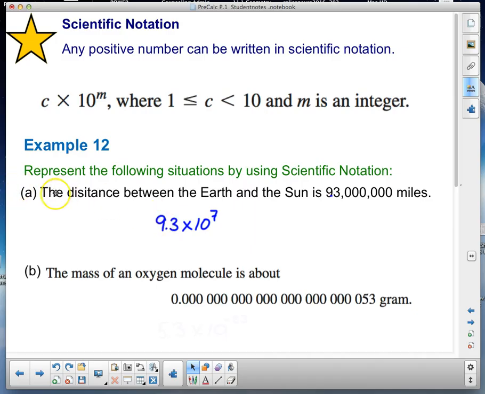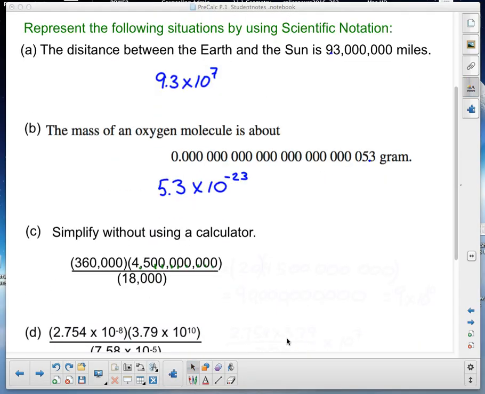Now, in 12b, the mass of an oxygen molecule is about this small. I make 5.3 a number between 1 and 10. And now when I move to the left, this can be a negative power. So it's going to be 1, 2, 3, 4, 5, 6, 7, 8, 9, 10, 11, 12, 13, 14, 15, 16, 17, 18, 19, 20, 21, 22, 23 places to the left. So my final answer is going to be 5.3 times 10 to the negative 23rd in scientific notation.